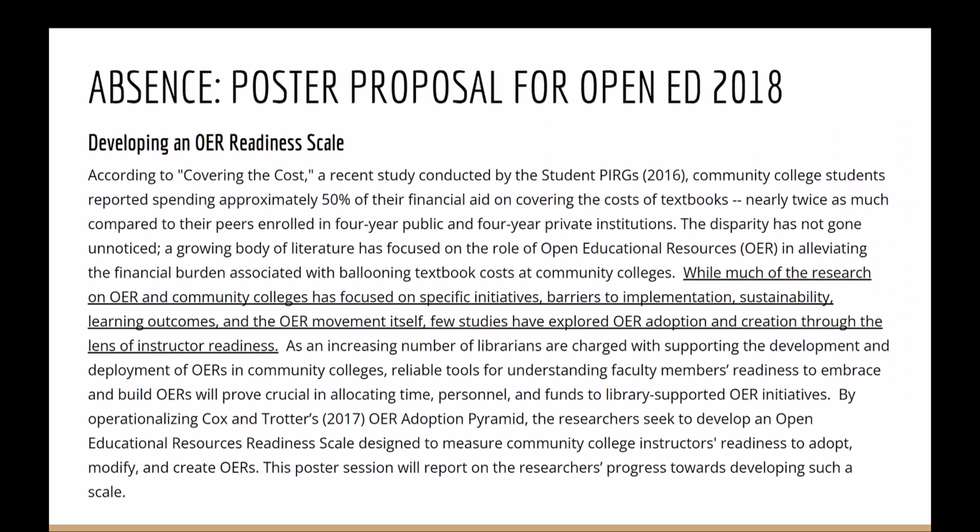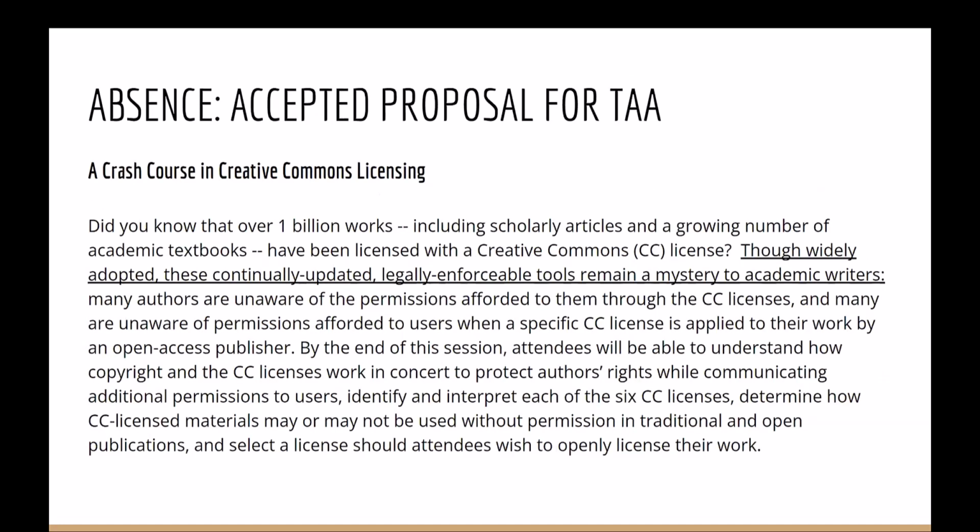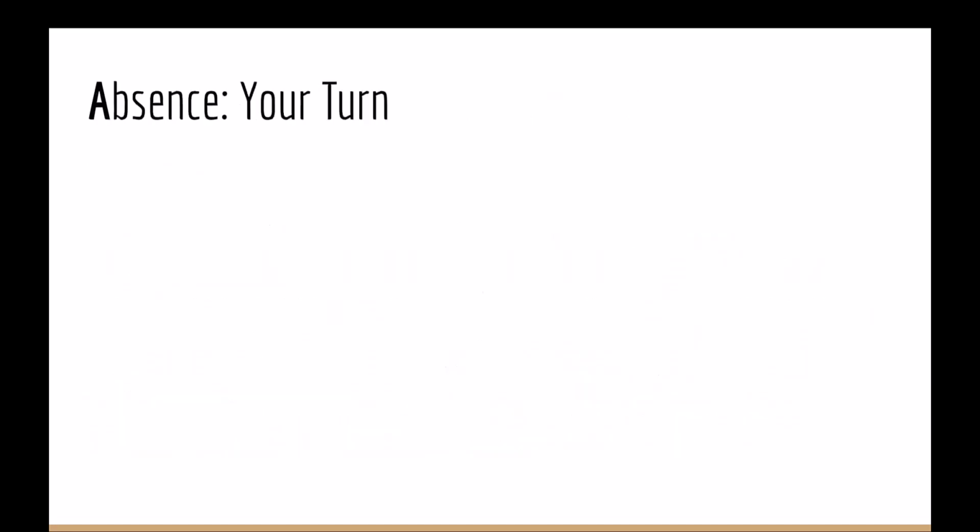And again, I have two examples in past presentations of how I've done this in my own proposals. So in our Open Ed proposal, what's missing from the conversation about OER adoption at community colleges? Well, we've talked about a number of issues related to implementation, but we haven't talked about the role of instructor readiness in OER adoption. So that is where my gap is. In the TAA example, I've already illustrated a landscape in which Creative Commons licensing is ubiquitous, but I've also highlighted a pretty important absence, which is the ability to decipher the licenses. So again, some things to guide your thinking as you consider how you're going to articulate or identify that absence.